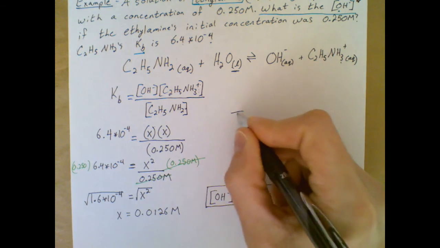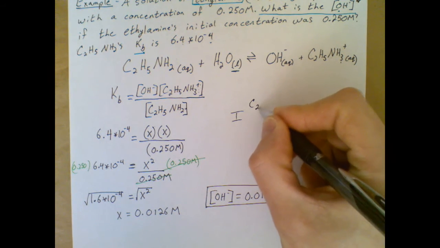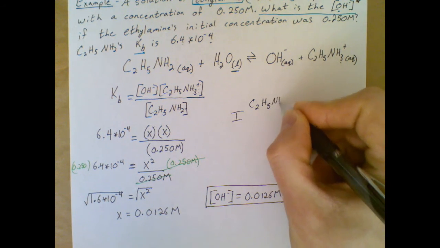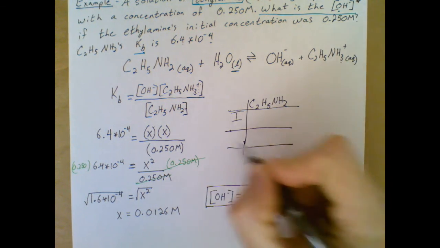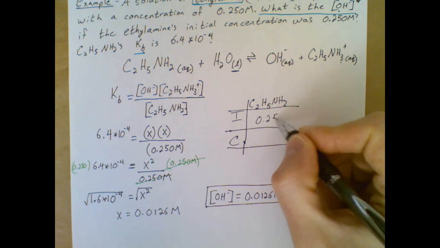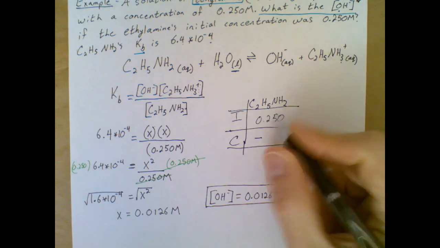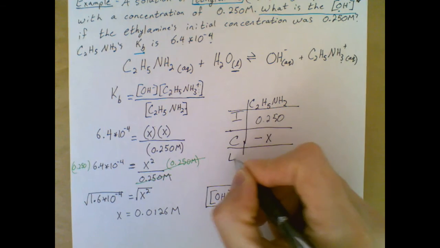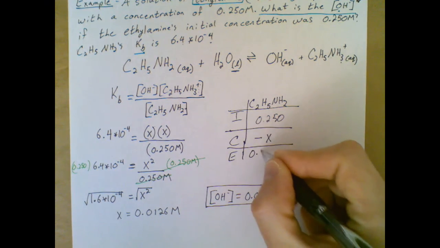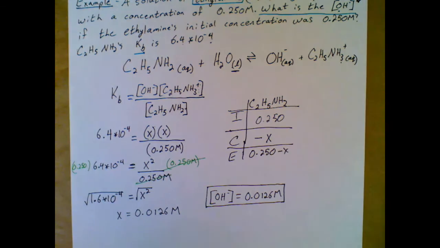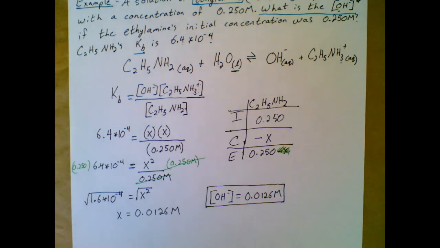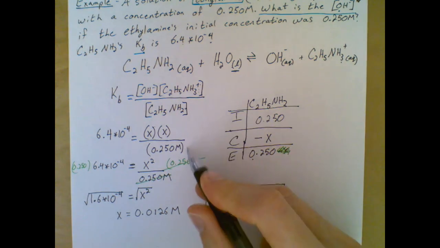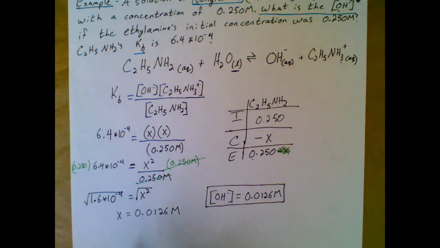Think back to your initial column for C2H5NH2. I'm just going to do this real quick on the side. You would have 0.250. It's going to decrease because it's a reactant, by a factor of x. And so at equilibrium, it should be 0.250 minus x. But remember from the last video, we assumed that number was so small it wouldn't make a difference. And that's why we chose this number to plug in there. From there, we just do algebra, we solve for x, and that's our concentration of OH minus.